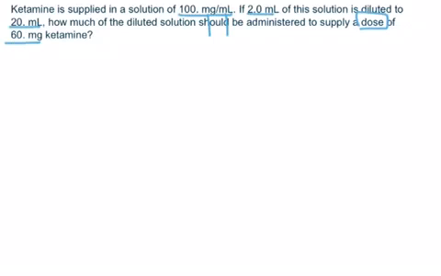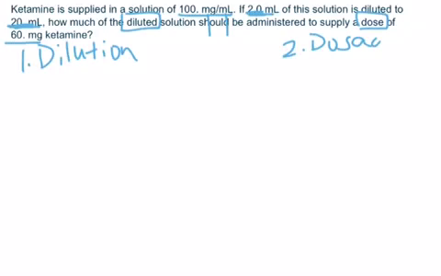So I see a couple of key words here. I see diluted and I see dose. And that is my clue. When I look at my numbers, I had an initial small volume and a later larger volume. So the first thing I'm going to do is a dilution. And the second thing I'm going to do is figure out how to get that dose. So it's going to be a dosage problem.